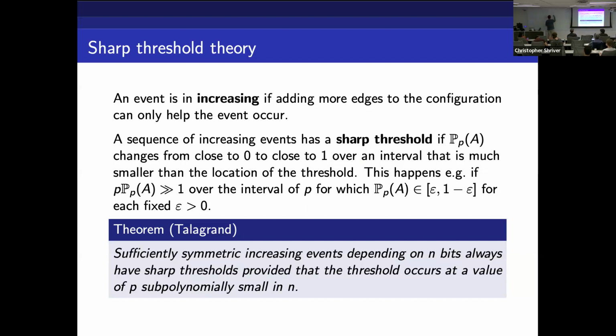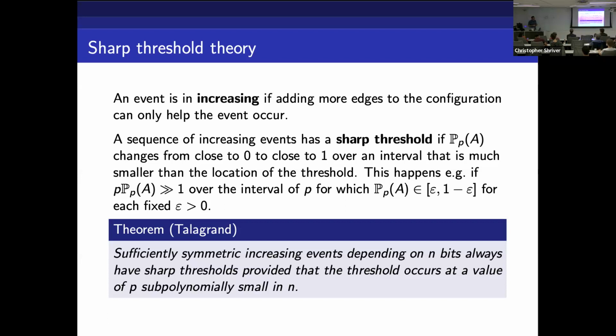looks something like this. So basically, it transitions from being close to 0 to close to 1 over an interval that's much smaller than where this transition occurs, like you kind of scale the graph so that the location of the transition is 1. Okay.